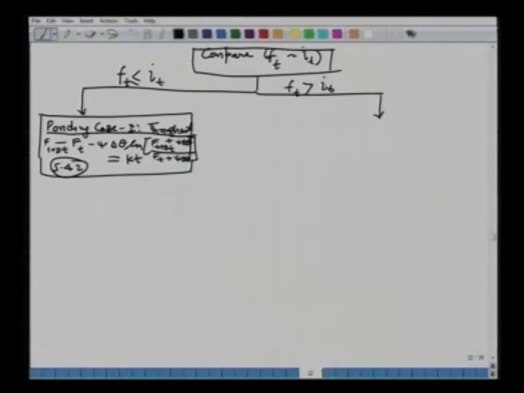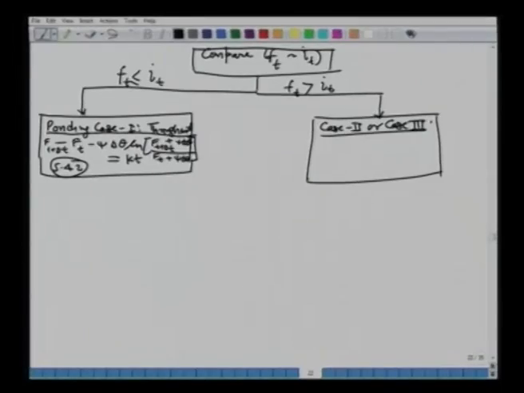On the other side, the rainfall intensity is less than the infiltration rate at time t. So this would be either case 2 or case 3, depending upon the three ponding cases we had seen yesterday. It could be either of these two cases.